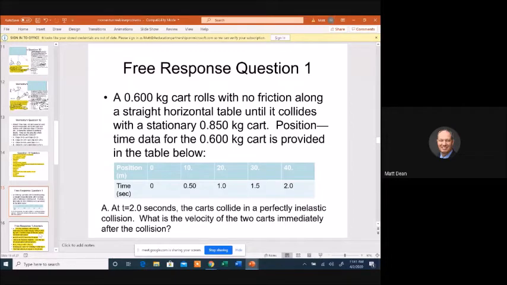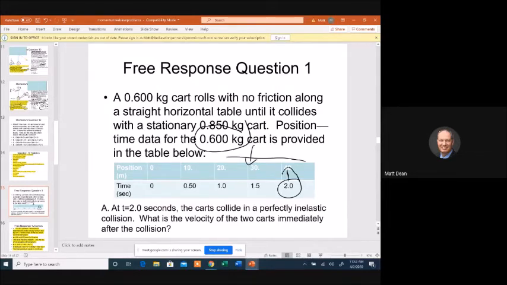All right, so as you see here, we have a cart. It's rolling with no friction along a horizontal table until it collides with another cart. We get the position time data for the 0.6 kilogram cart down here. At time 2 seconds is when the collision happens, and it's an inelastic collision. We want to know the velocity of the two carts immediately after the collision. Well, this is another one of those conservation of momentum setups where we've got to know the momentum before, and that's equal to the momentum after the collision.